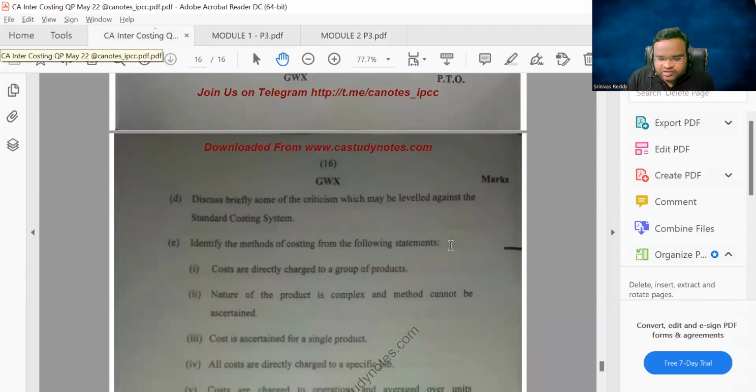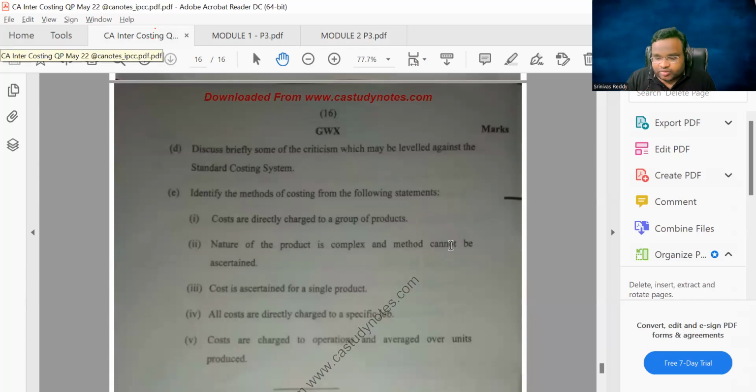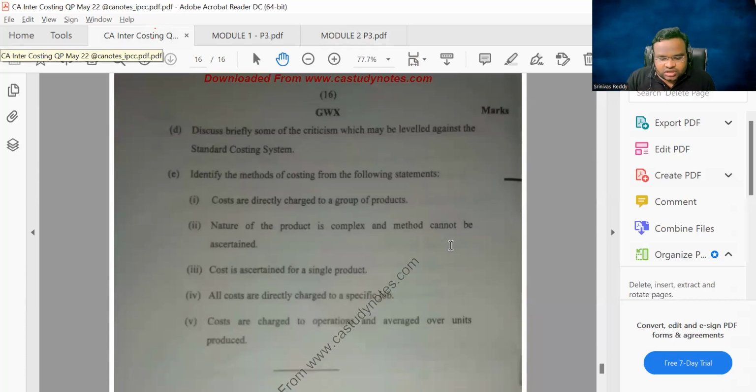Discuss briefly some of the criticism which may be leveled against the standard cost system. This is not there in our material, but we have discussed it in terms of theory. So every time the standard costing system is not useful. So that is with respect to D. I'm also not claiming that I got this question from the material.